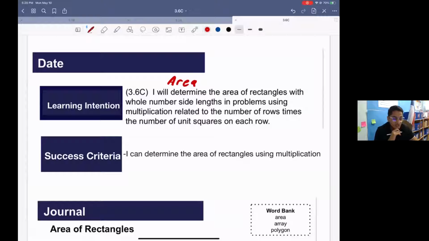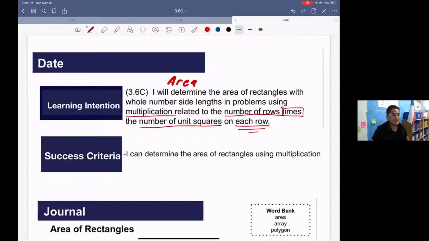So it says, I will determine the area of rectangles with whole number side lengths in problems using multiplication related to the number of rows times, because we're multiplying, the number of unit squares in each row. That's super important right there, in each row.